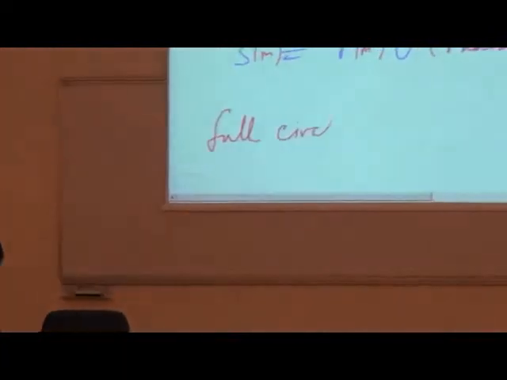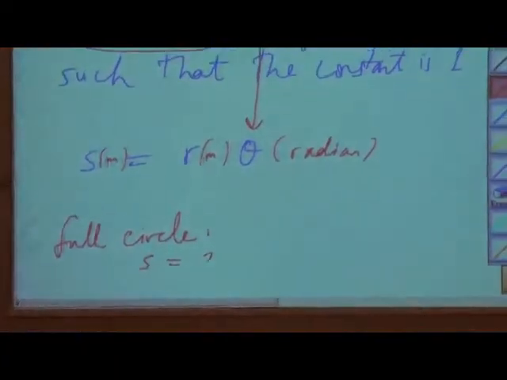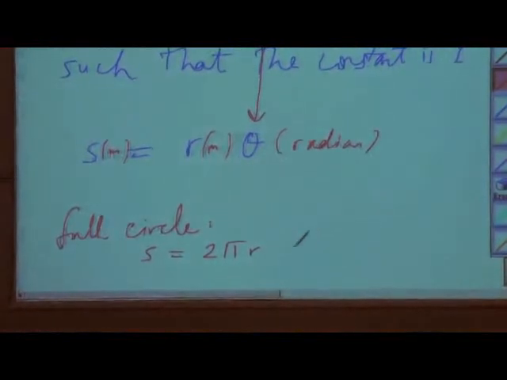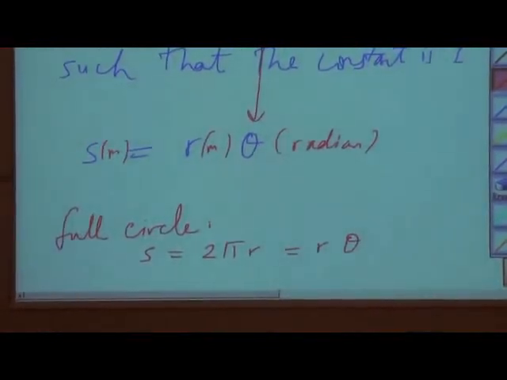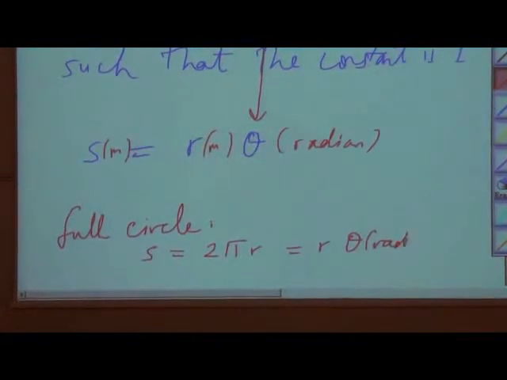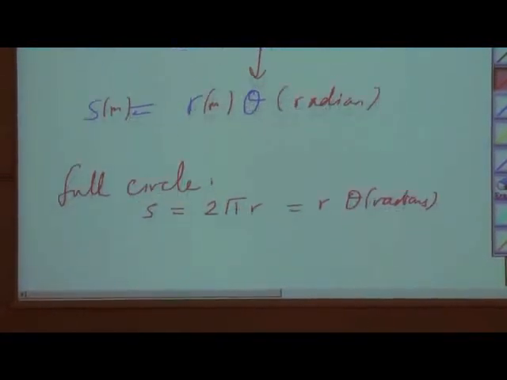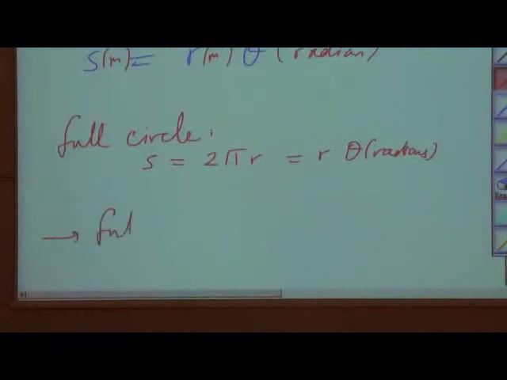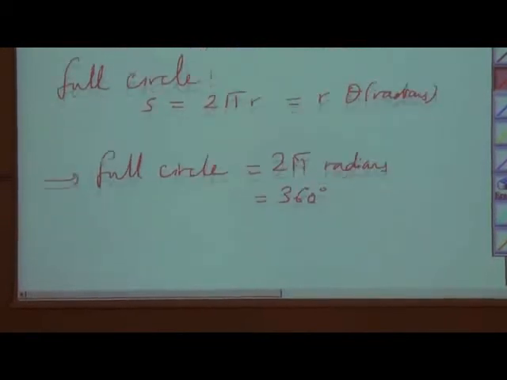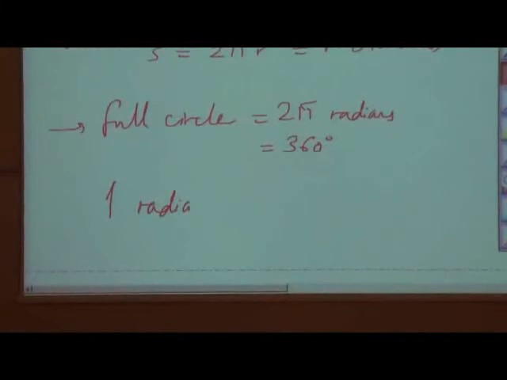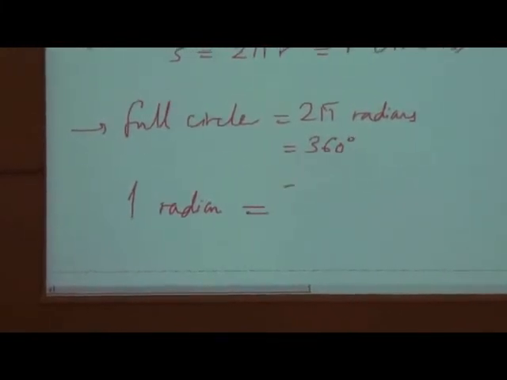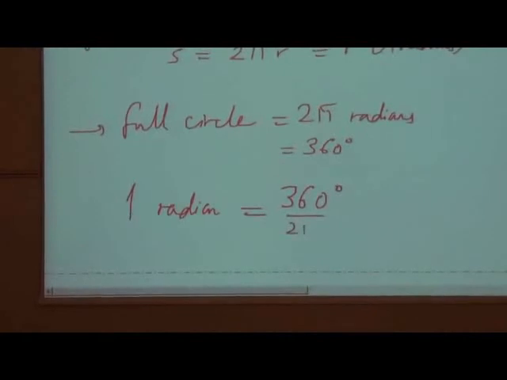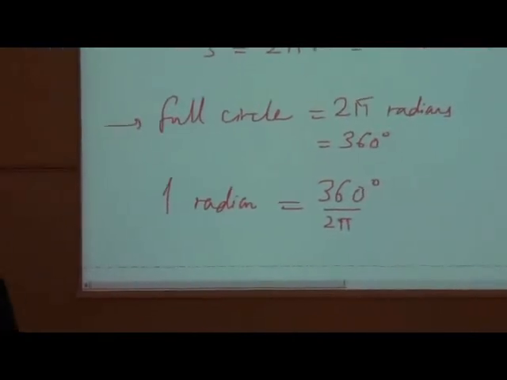Choose unit of theta such that the constant is 1. Okay? S equals r theta, and that unit is called the radian. So r is in meters, S is in meters, and theta is in radians, and the constant of proportionality is 1. Okay, that defines a different unit of angle, right?